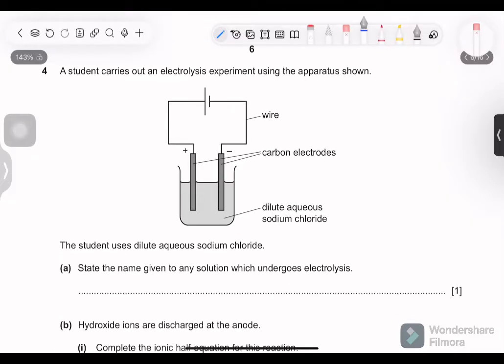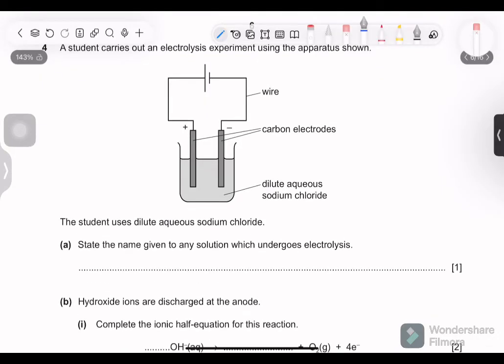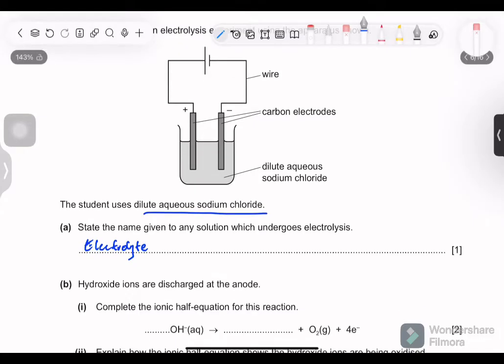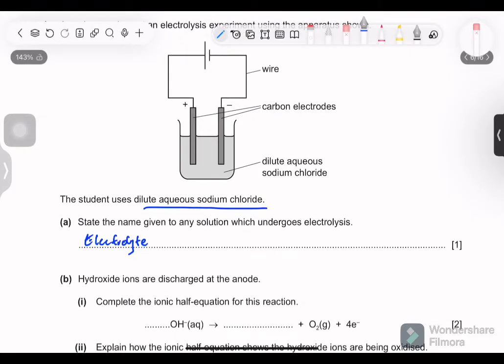A student carries out an electrolysis experiment using this apparatus. State the name given to any solution which undergoes electrolysis. Obviously, it is the solution of the electrolytes. The student uses dilute aqueous sodium chloride. Hydroxide ions are discharged at the anode. Complete the ionic equation for this reaction.